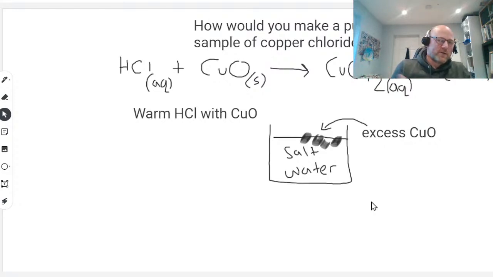Well, you could really argue that the hydrogen's joining to the oxygen, so you could say the hydrogen is more reactive and is stealing the oxygen off of the copper. But don't worry too much about the displacement.